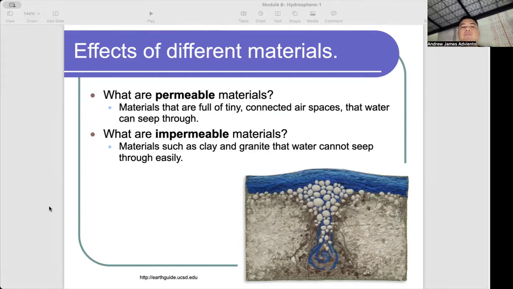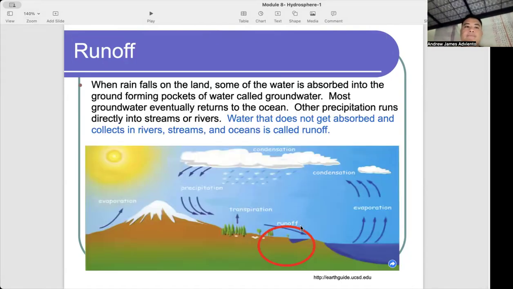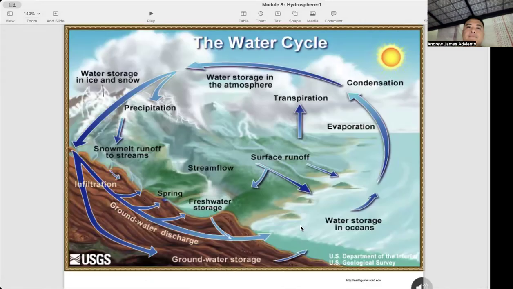Okay, so aquifer is underground water storage. Permeable means water passes through, and impermeable blocks the water. Underground we also have the saturated zone that's full of water, and then the water table. Here, aquifer. And of course the water cycle. I think we are all familiar with the water cycle.